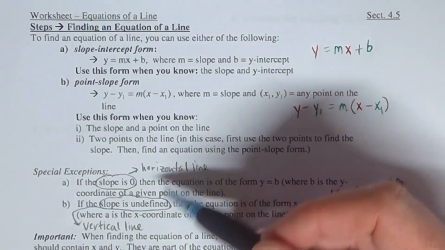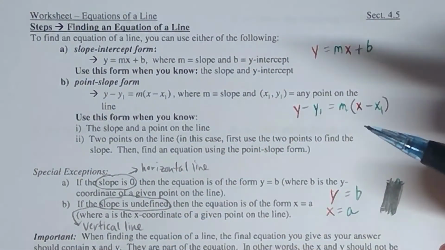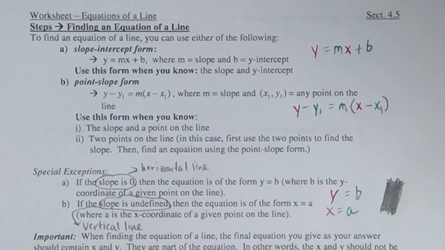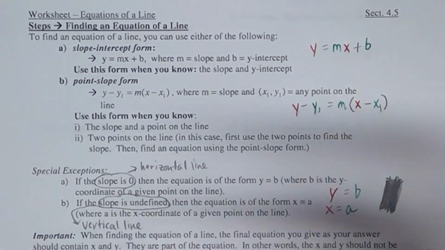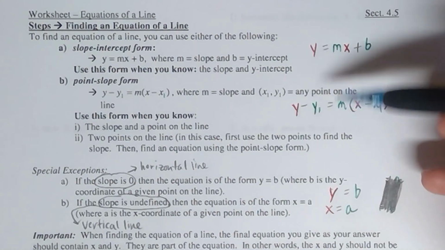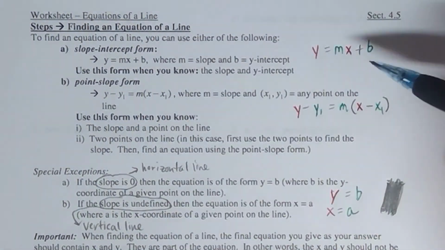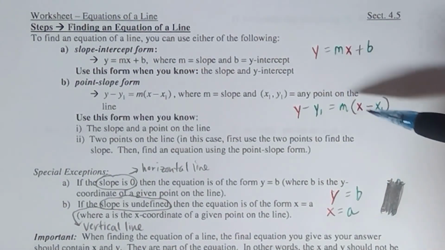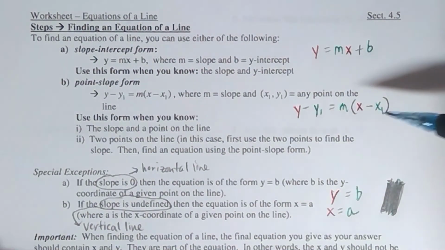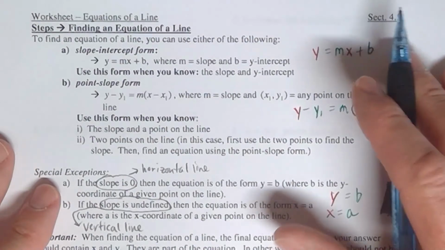whereas normally, if it's not horizontal or vertical, in other words, if the slope is just a normal number, it's not 0 or undefined, then you're going to use one of these 2 formulas up here. I wrote them down over here, and then I also wrote them down over here, a little bit bigger so we can see it more easily. I'm going to talk about that right now.